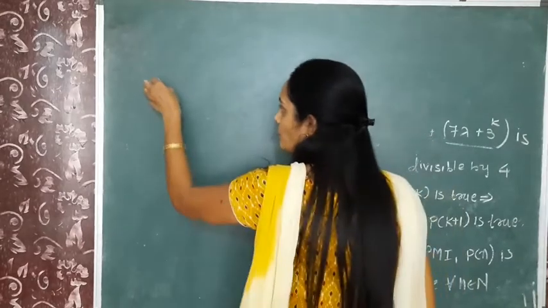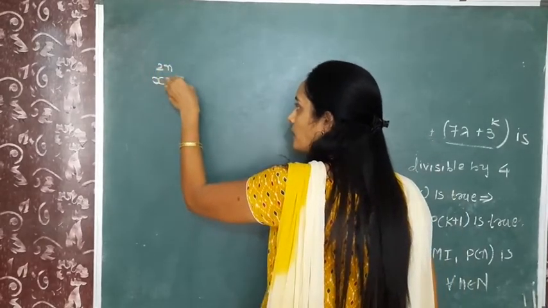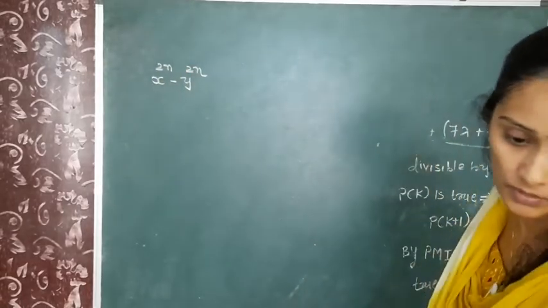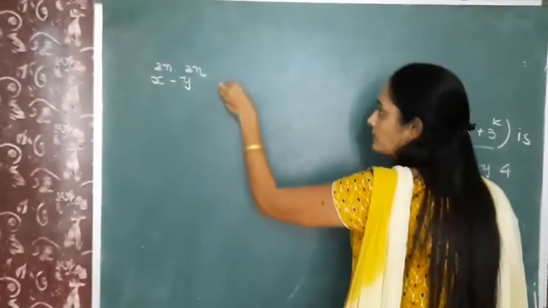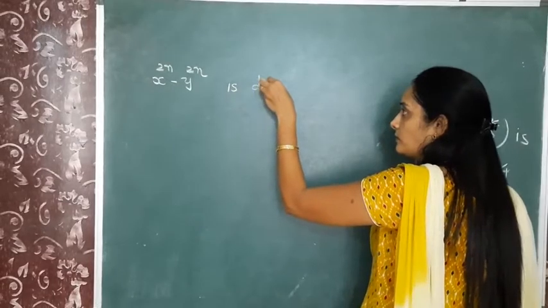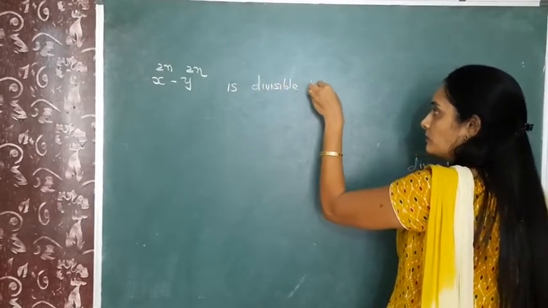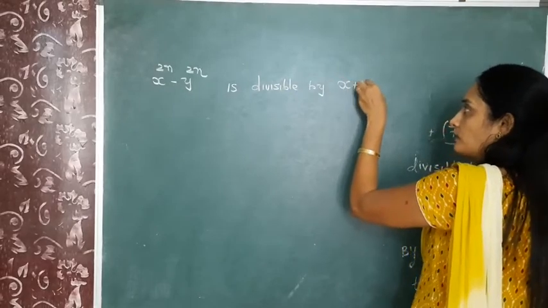X raised to 2n minus y raised to 2n is divisible by x plus y.